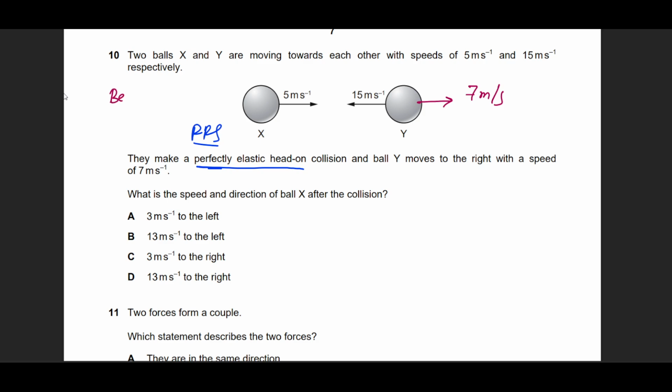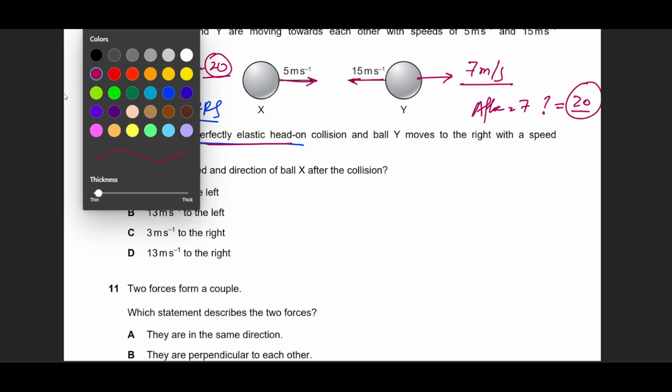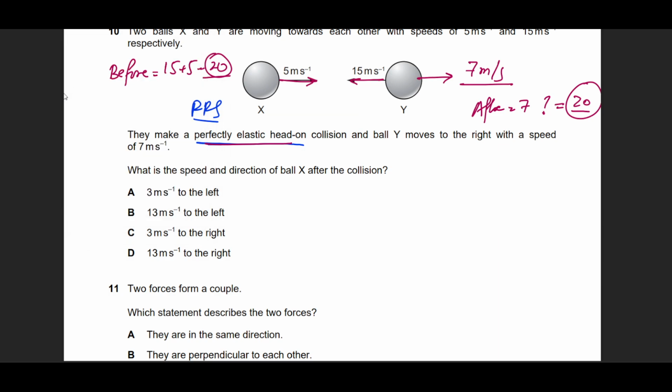So what's the relative speed before the collision? Since they're both moving in the opposite direction, I'll have to add their speeds simply. So 15 plus 5 becomes 20. Okay, fine. So now it is moving towards the right side with 7. So the relative speed after has a value of 7. I want to make this 20. So what should I do with the 7 so that it becomes 20? Because I know that relative speed before and after collision should remain the same if it is supposed to be a perfectly elastic collision. So what should I do?